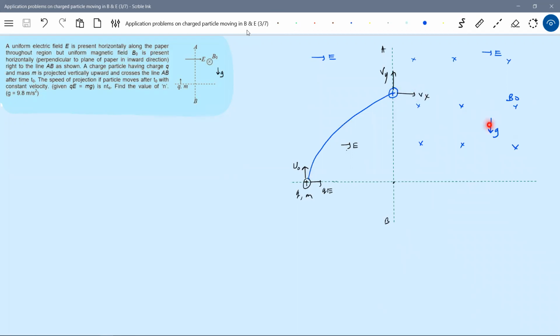Now, under the action of gravity, magnetic field, and electric field, it has to move in a straight line. It has to move in a straight line, means how should it move now? It's going to move in a straight line path. After that, the charged particle is going to move in a straight line path. For it to move in a straight line path, the net force along X and along Y should be 0.